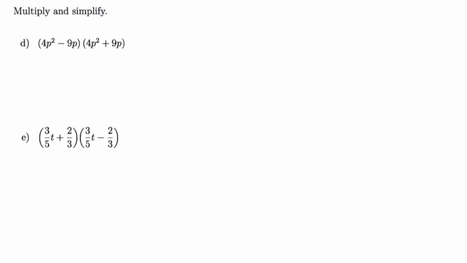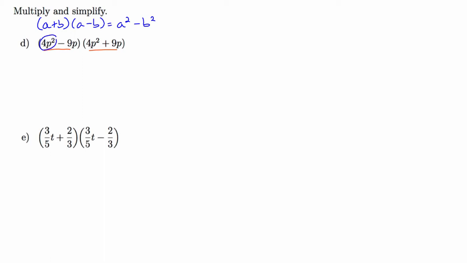On part D, we want to multiply 4p squared minus 9p times 4p squared plus 9p. Before jumping into just foiling and distributing, I recognize that the two binomials are conjugates. They are identical except one is addition and the other has subtraction. So instead of approaching this from a foiling perspective, we're going to try to apply the rule that we just learned. The rule we just came up with is that a plus b times a minus b will simplify down to a squared minus b squared.